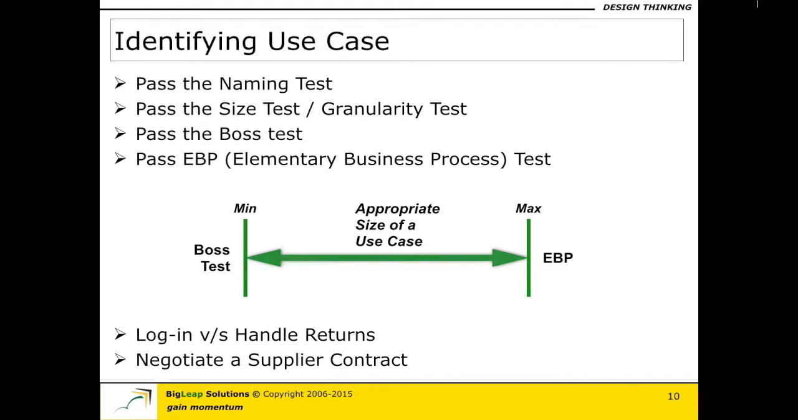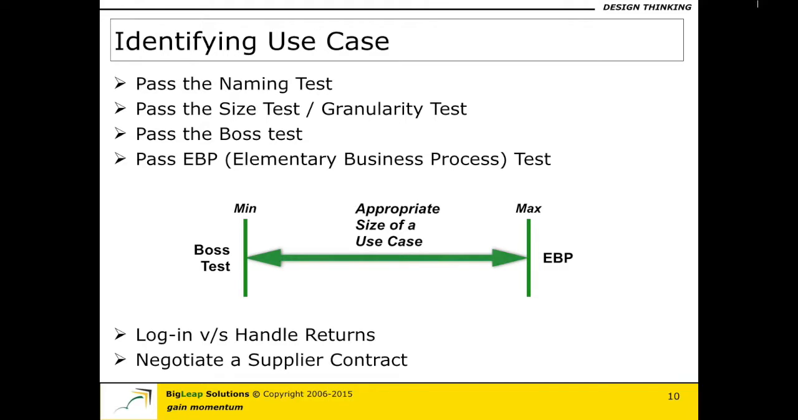So let's quickly summarize the 4 tests that we have spoken about so far. Naming test is about what is the right way to name a given use case. A good use case should ideally have a noun and a verb. Whereas the size and granularity test is basically a way of saying how big or how small we should identify the various use cases that we typically come up with for a particular system.